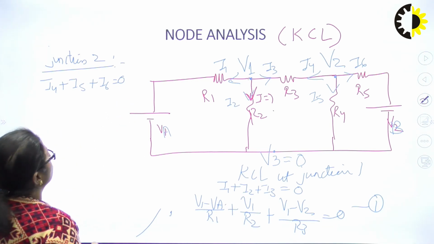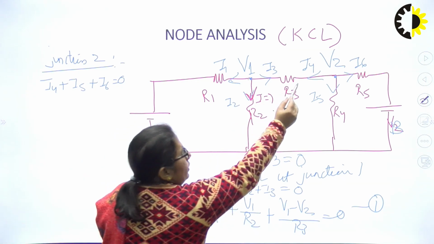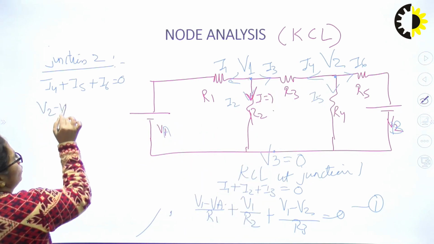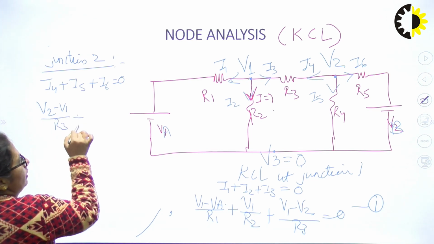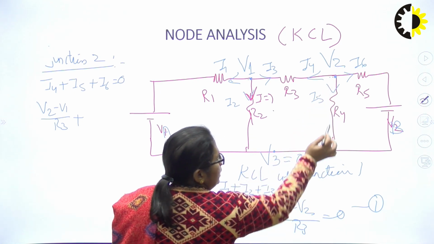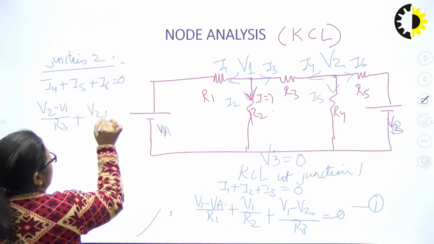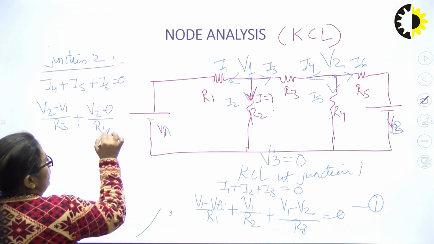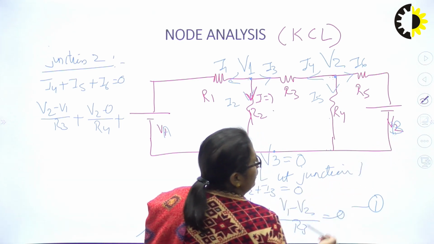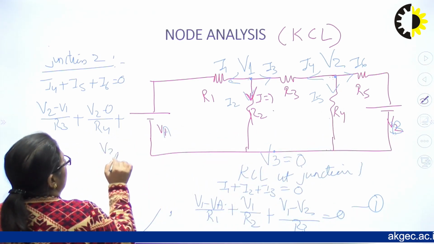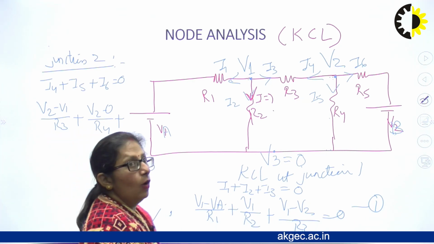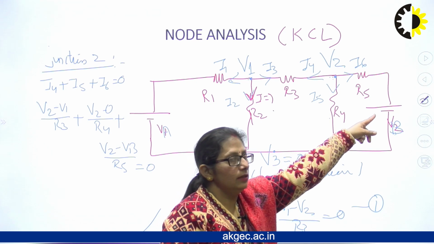If that is so, how can I write I4? I4 is V2 minus V1 upon R3. I5: what is the potential here? 0. So V2 minus 0 upon R4. What about I6? I6 is V2 minus VB upon R5 is equal to 0. What is the case if this potential over here is reversed?